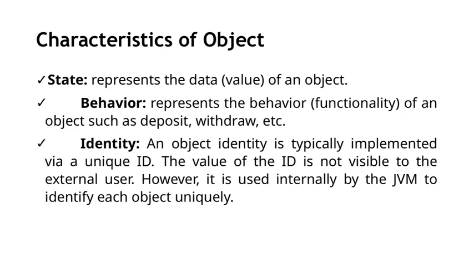Finally, there's identity. This is a bit more abstract but equally important. An object's identity is usually implemented through a unique ID. This ID isn't visible to users, but internally, the Java virtual machine uses it to distinguish one object from another. This ensures that even if two objects have the same state, they are still recognized as separate entities. Connecting all these points back to our overall theme, understanding these characteristics helps us see how objects are uniquely defined, how they behave, and how their data is managed, crucial concepts in object-oriented programming.